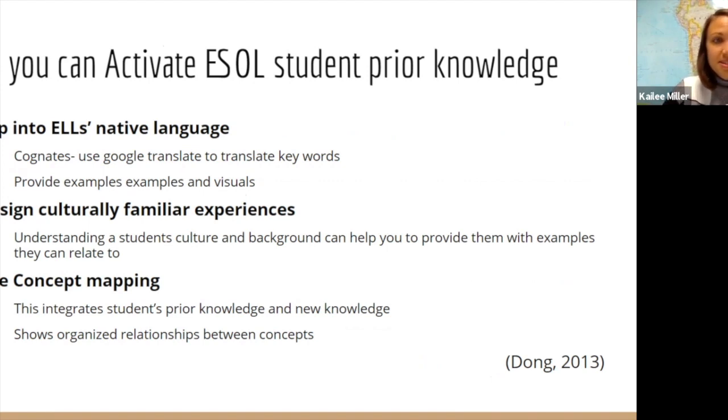So one thing you can do is tap into their native language, use cognates, use Google Translate or keywords, provide examples and visuals for your students. This will really help them to better understand and comprehend what they are reading.